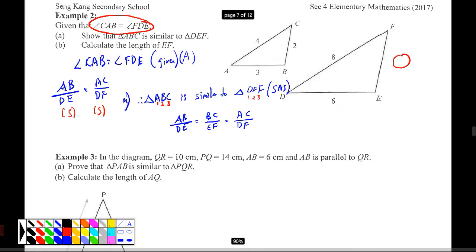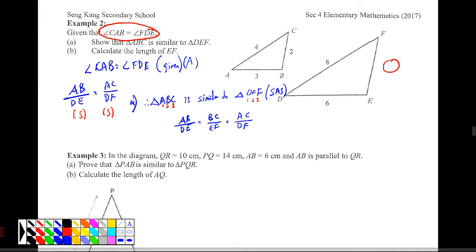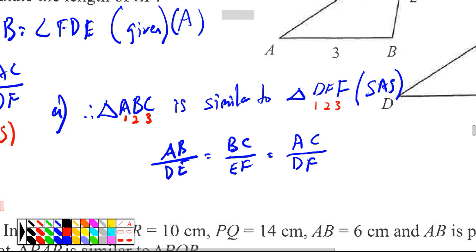Look at the question now. They want to find which line? EF, right? They want to find EF. I zoom in again. This is the question mark that I want. Now I want you to put a tick beside the length that you have, a cross beside the length you don't have. Do you have AB?